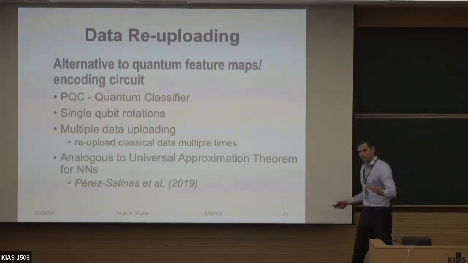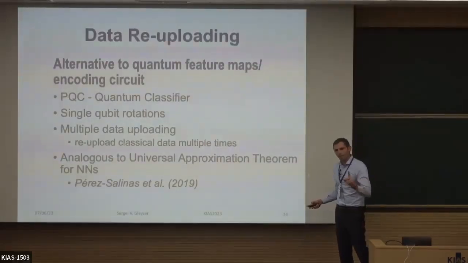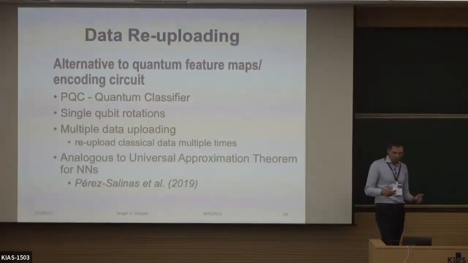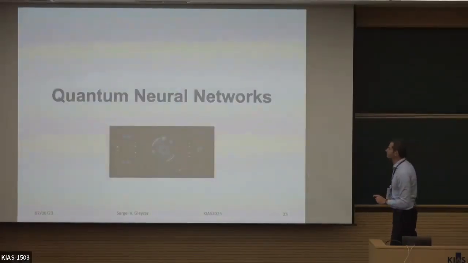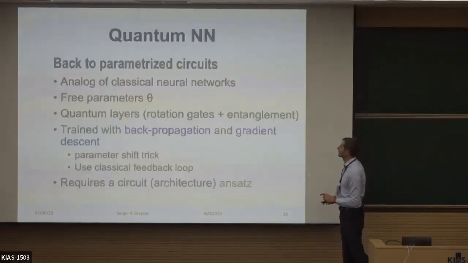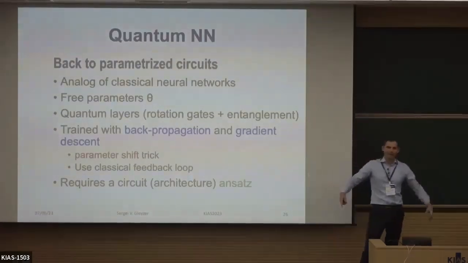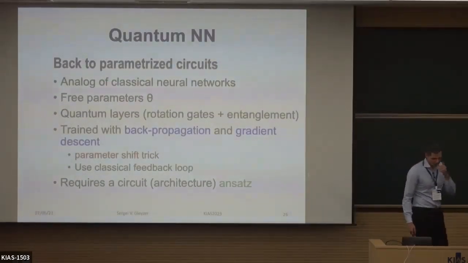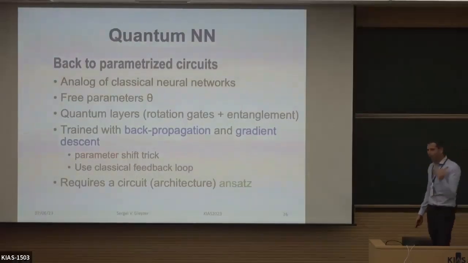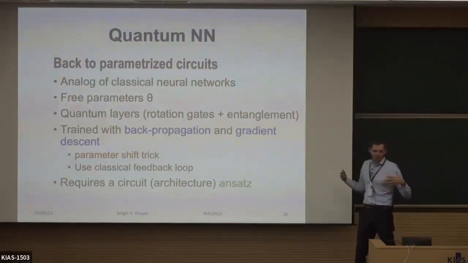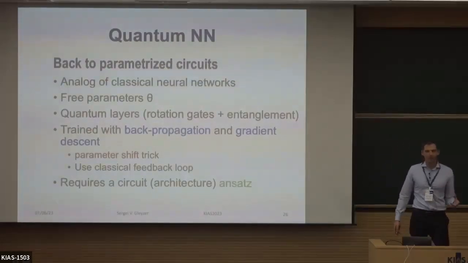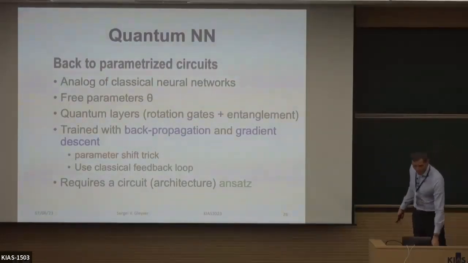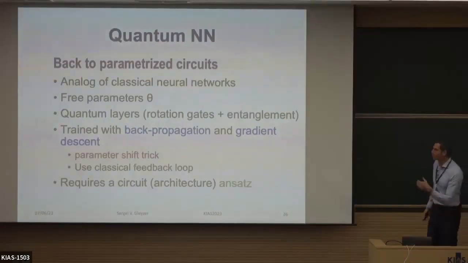Okay, so what I want to do next is talk about quantum neural networks, QNNs. So let's go back to parametrized circuits. Remember, what are we after? We're after an extension of this classical neural network idea. We have these free parameters theta, and we want to introduce some quantum layers.